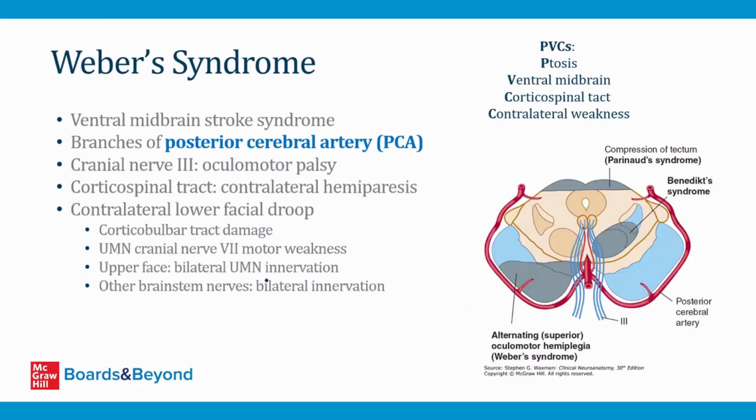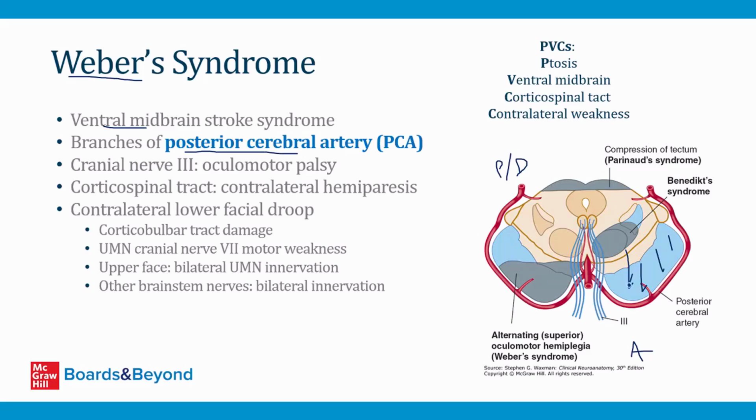Our second midbrain stroke syndrome is called Weber syndrome. This is a ventral midbrain stroke syndrome. And remember, ventral means anterior. So if you look at this image, this is the anterior region. This is the posterior or dorsal region in the back here. Weber syndrome is an anterior stroke syndrome. It involves this region down in here. It is also caused by stroke involving branches of the posterior cerebral artery.